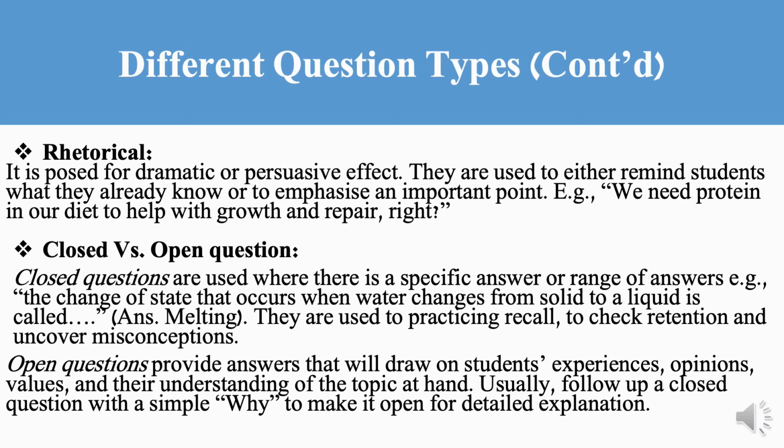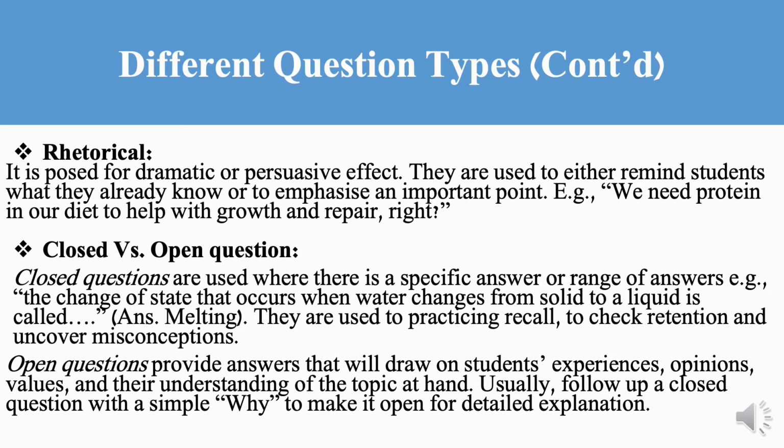Then closed versus open question type. Closed questions are used where there is a specific answer or range of answers that must be provided. For example, when you say, the change of state that occurs when water changes from solid to a liquid is called, you want the answer to be put there, a direct, specific answer. And the answer there is melting. Or you say, what is the specific state change of solid water to liquid called? You want that specific answer.